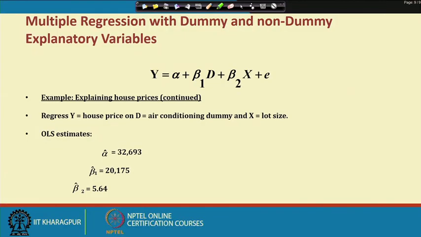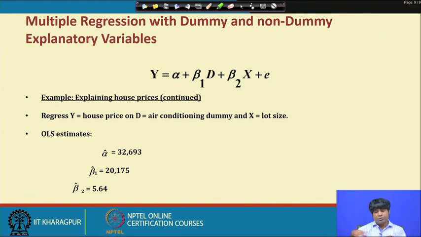So, now we will have a different kind of structure where we can go with the dummy along with one more independent variable which is numeric in nature. For instance, y is by default here the housing price, and d is the dummy variable.